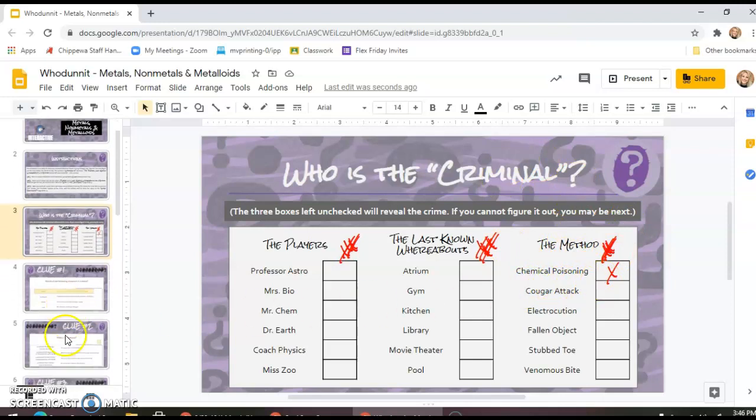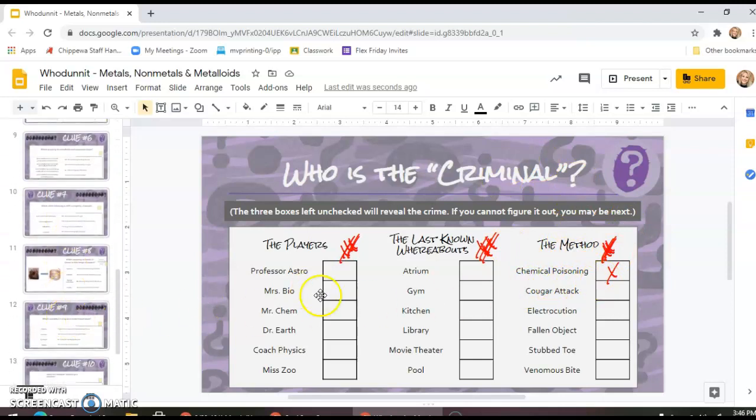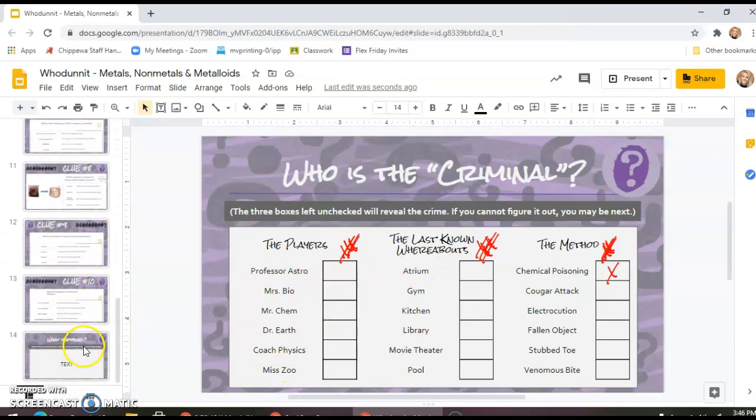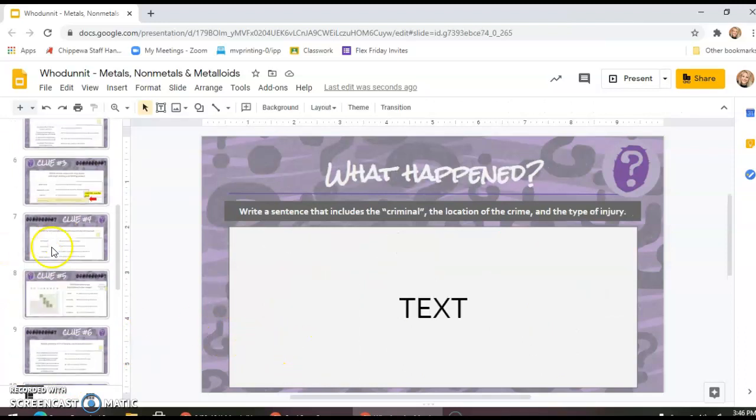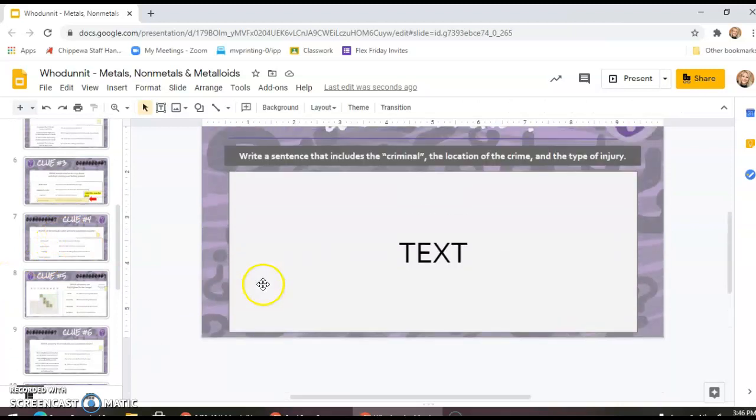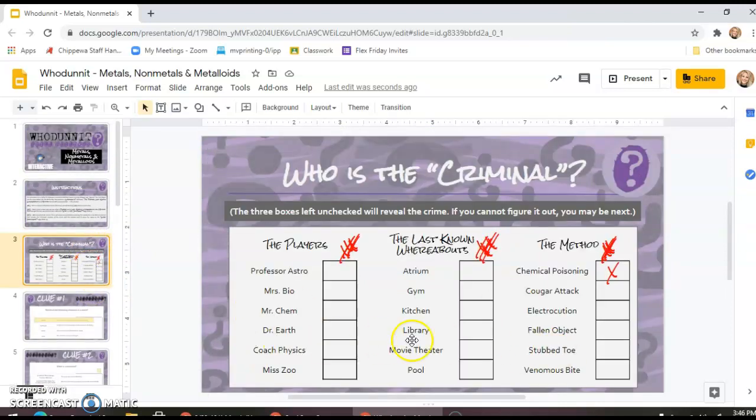So what you're going to do, you're going to work your way through all of these clues, eliminating as you go. And you're going to be left with, like I said, those 3 left. And you're going to write your sentence that includes the criminal, the location of the crime, and the type of injury in here. It's going to be the 3 boxes that you have left after completing all your clues.